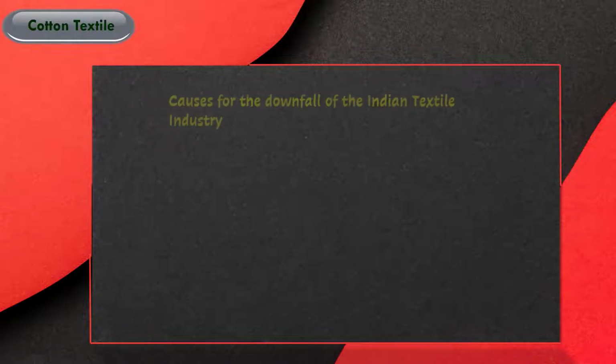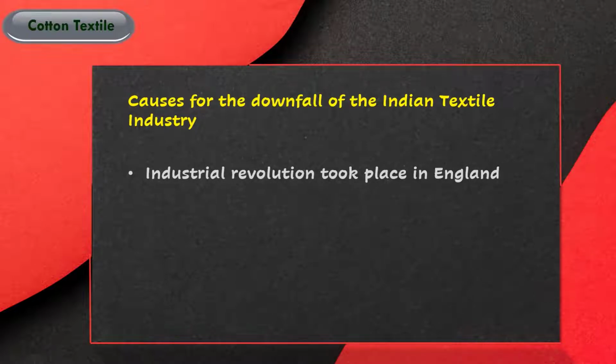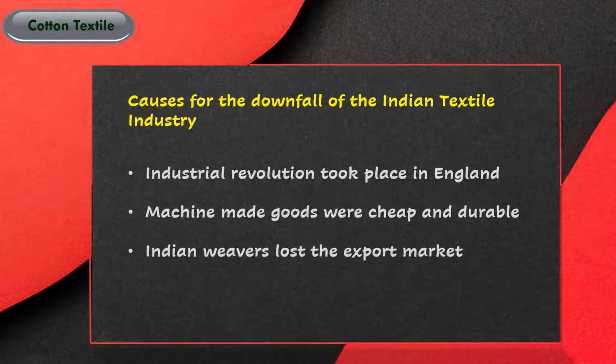The following are the causes for the downfall of the Indian textile industry. Industrial revolution took place in England, as large mills were set up. These machine-made goods were cheap and durable. Moreover, import duty on Indian textile was increased. Indian weavers lost the export market.